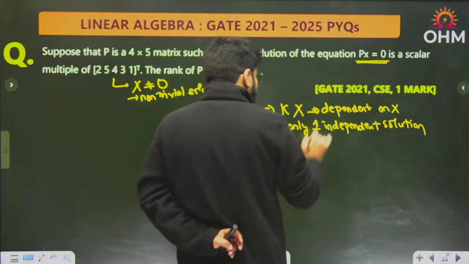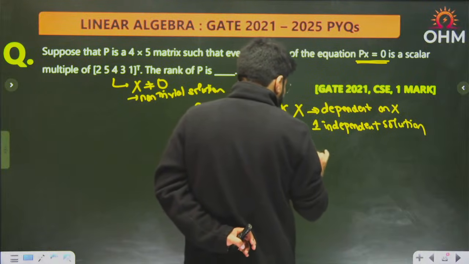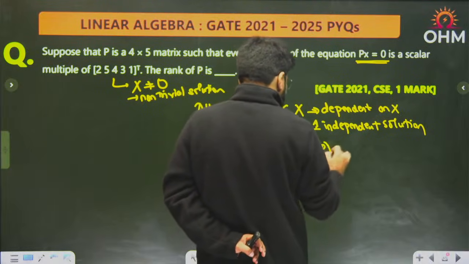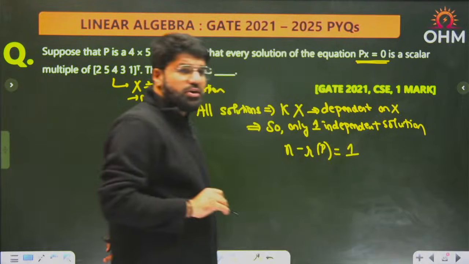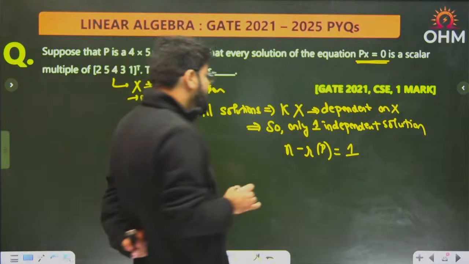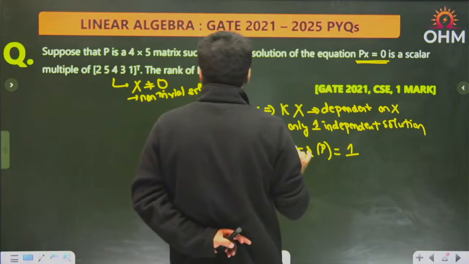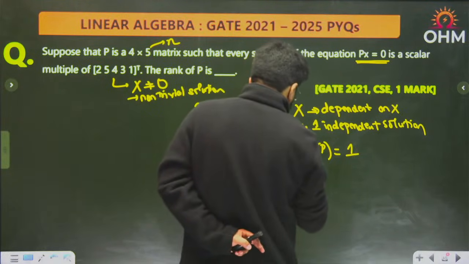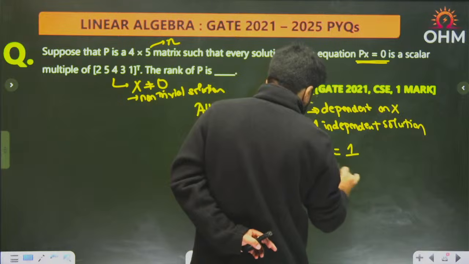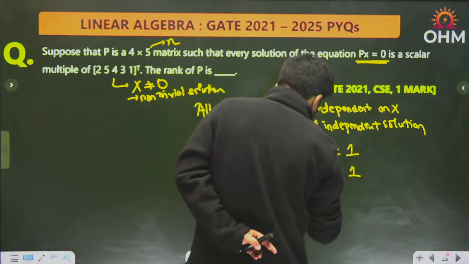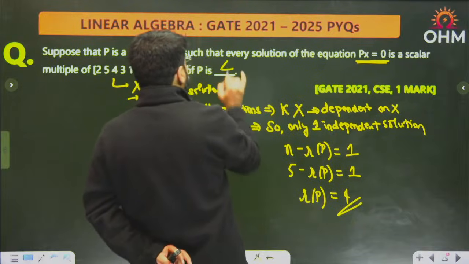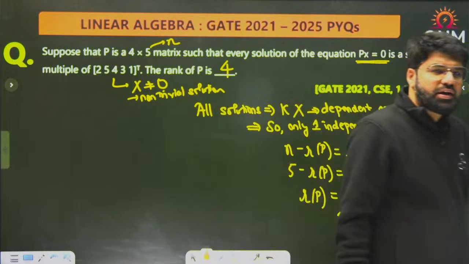How many independent solutions? The number of independent solutions, the nullity, is given by the formula n minus rank of the matrix, here the matrix is P, and this is 1. N is the number of columns or number of variables, which is 5. So 5 minus rank of P equals 1. What is the rank of P? That is the question. So 5 minus 1, 4. Correct answer: 4.